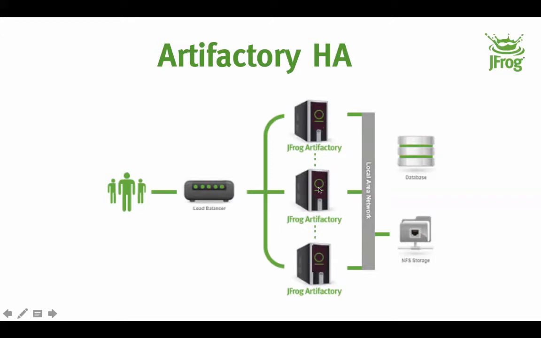You can have a 2 node cluster or a 10 node cluster, it doesn't matter, right? And then all these nodes would share a common database and share a common file store. In my diagram, I'm using NFS storage. It doesn't have to be NFS. It can be any kind of storage. It can be an S3 storage. It can be a bucket on Google Cloud. It can be a local storage on each of these Artifactory instances, or it can be a shared storage like this, right? So this is the setup for your Artifactory HA cluster.